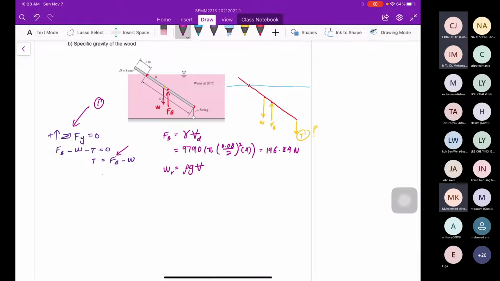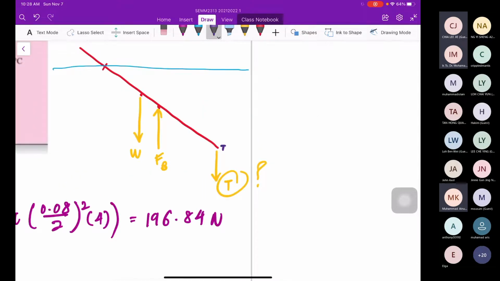Okay, we can use the summation of moment, counterclockwise to be positive, moment at point T equal to 0. Where is the T? This T. Okay, because we want to eliminate T, we place the moment at T. If we want to eliminate the F, we can use the moment at F. Do you think we can use the moment at W? Class? Is it okay to use the summation of moment at W? No. Yes, but then we want to eliminate T, so put at T.